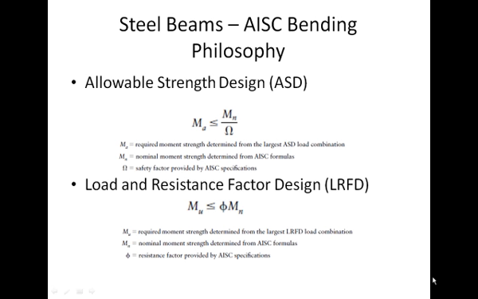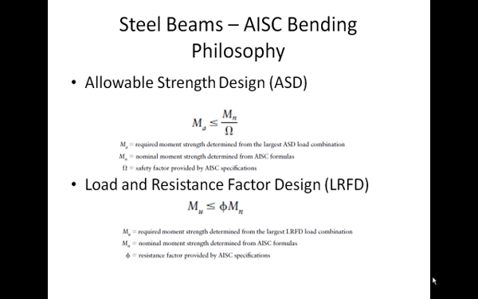The load and resistance factor design philosophy can basically be described in the same manner. That is, the design bending moment capacity of our beam must be greater than or equal to the required moment capacity of the beam. Sometimes in LRFD this is called the factored moment capacity. Again, as you can see in the slide, this can be represented by the notation phi Mn must be greater than or equal to M sub u.